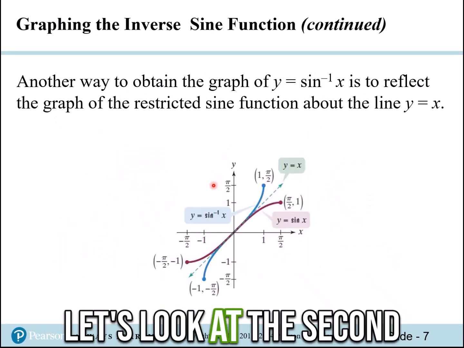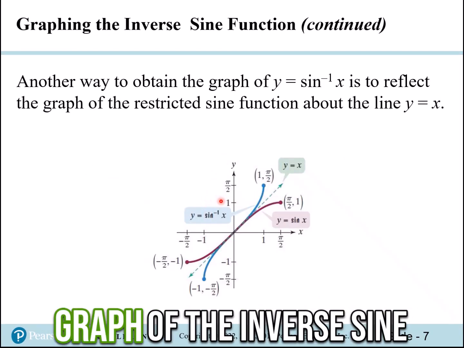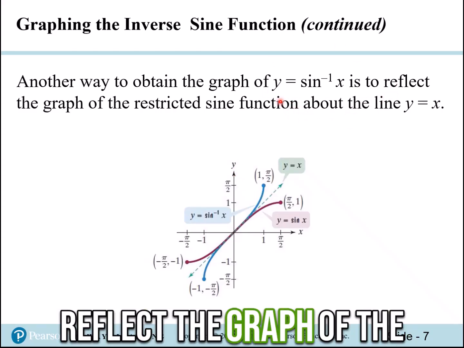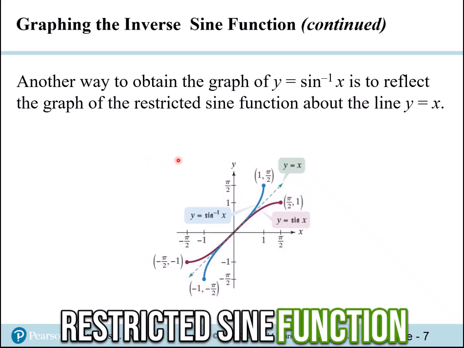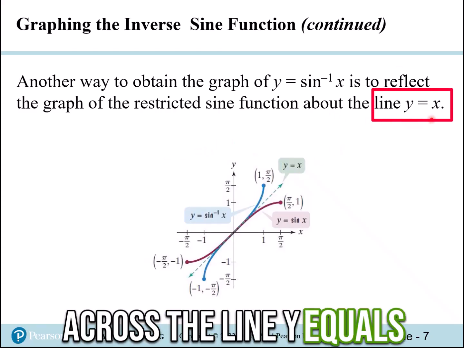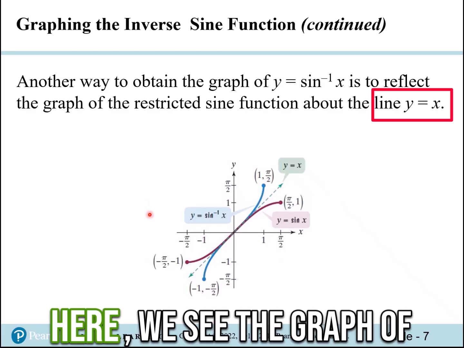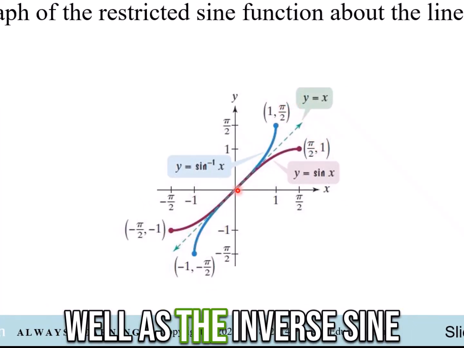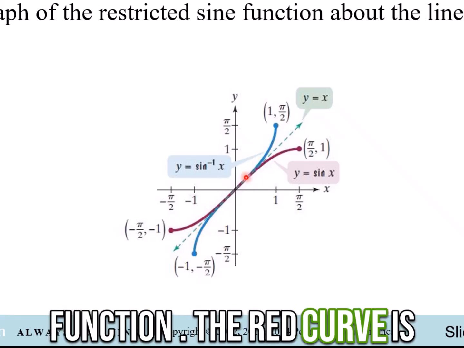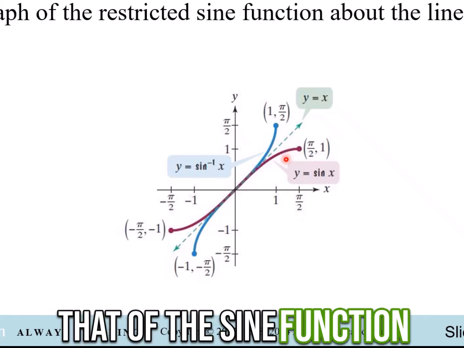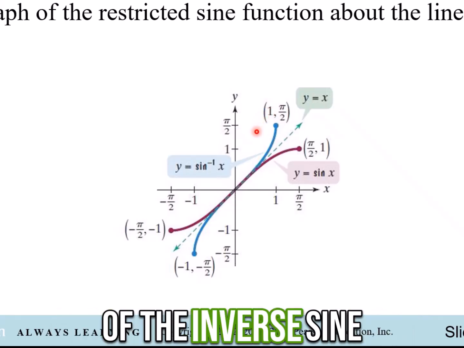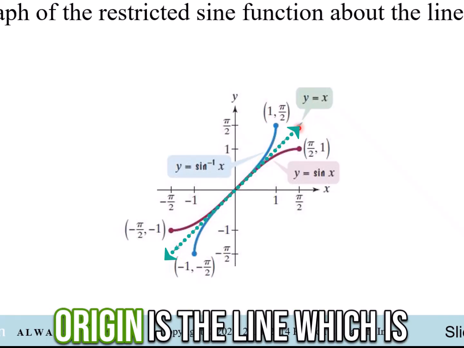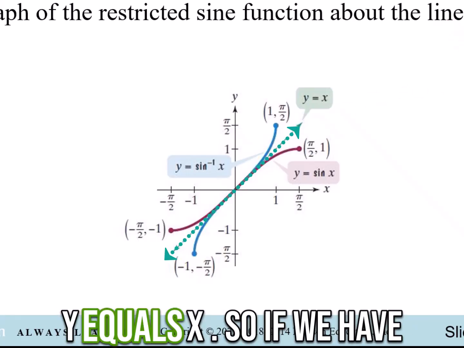All right? Let's look at the second way of coming up with the graph of the inverse sine function, and that is to reflect the graph of the restricted sine function across the line y equals x. Now in this picture here, we see the graph of both the sine function as well as the inverse sine function. The red curve is that of the sine function and the blue curve is that of the inverse sine function. The dashed line passing through the origin is the line y equals x.